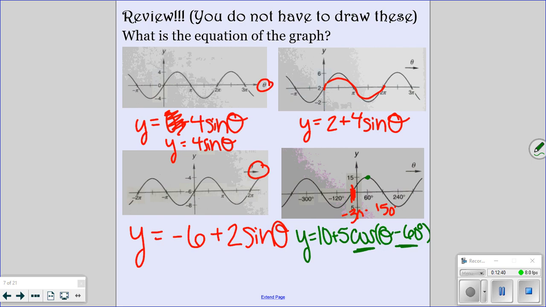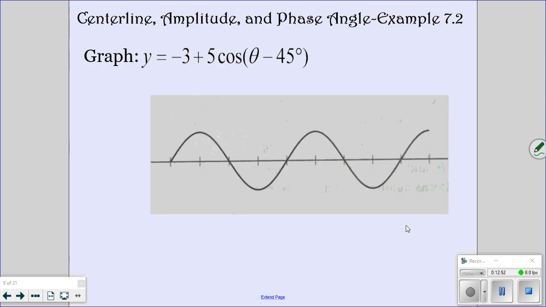Sometimes they'll ask you for it in terms of sine or in terms of cosine, and sometimes it just says what is the equation. So if it doesn't specify, you can pick whichever one you prefer. So we're going to graph these now. So go ahead, if you need to, y'all can pause the video for a second while y'all graph them.